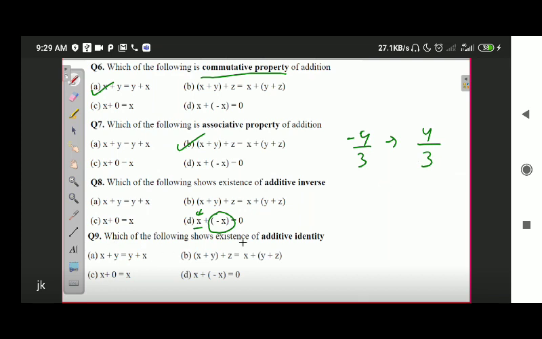Next is which of the following shows the existence of the additive identity? Additive identity is if you add 0 to any number, the answer is the number itself. That is the additive identity. So for any number, its additive identity is going to be 0.